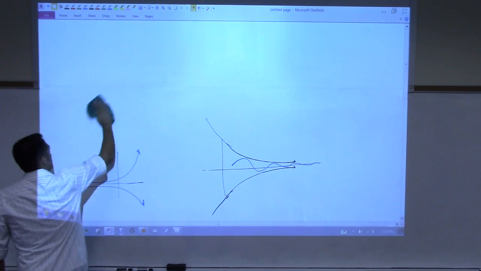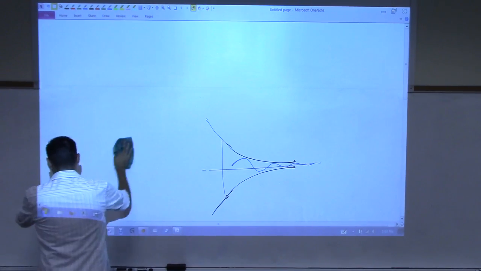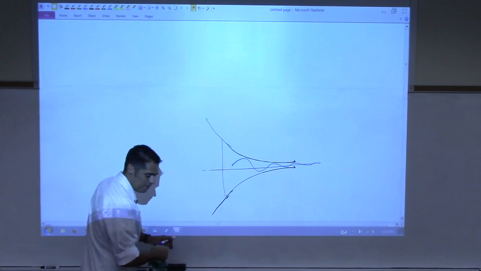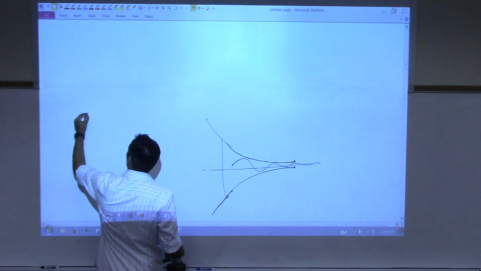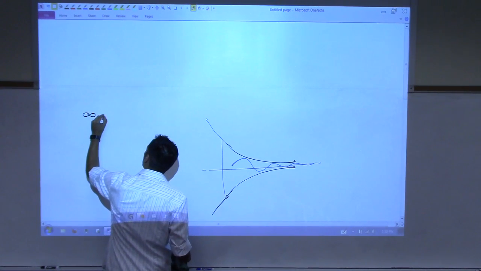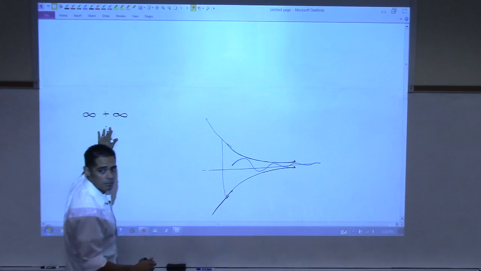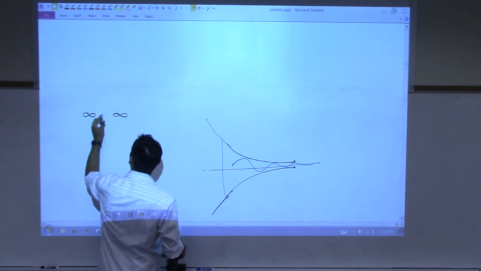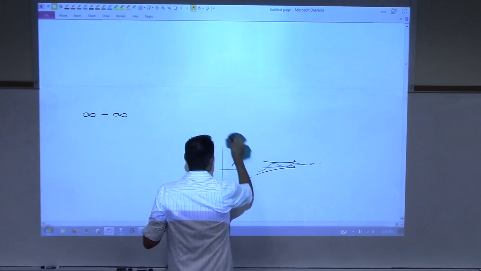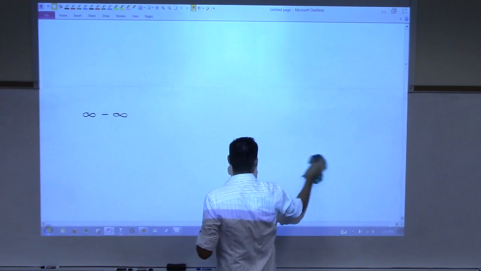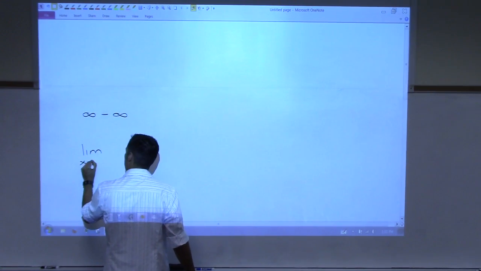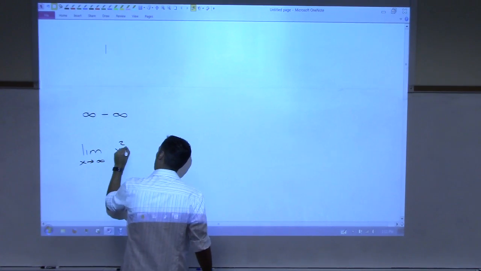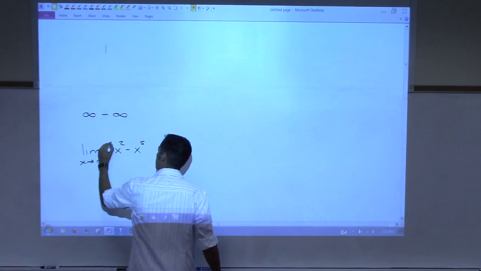Now the next type of problem that we need to be able to handle is this concept of infinity minus infinity. What would happen if we had infinity plus infinity? It'd be infinity, okay, but we don't want to look at that. We want to look at this. So your first example here, let's do one. Limit as x goes to infinity of x squared minus x to the 5th.